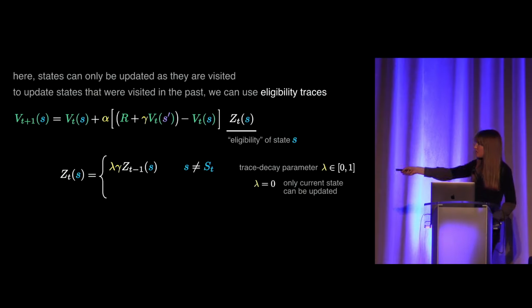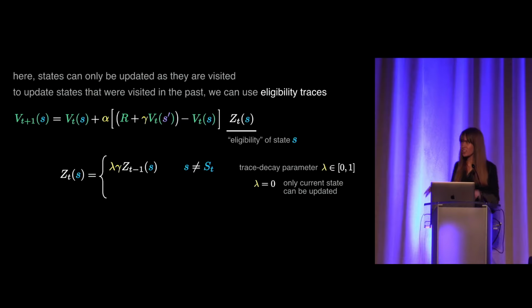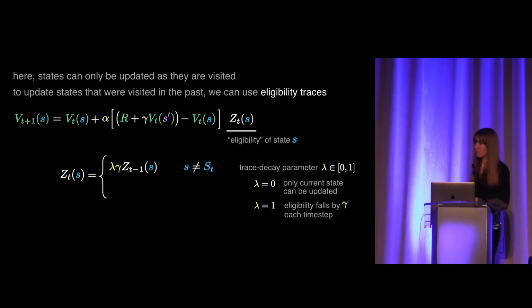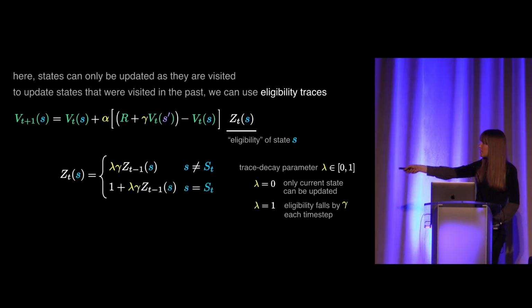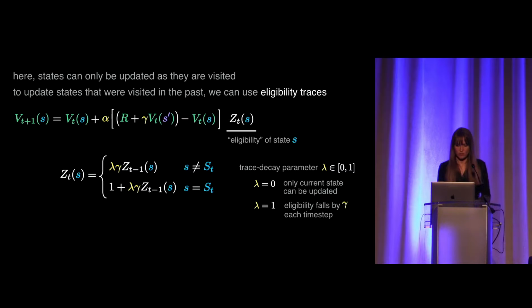If this trace decay parameter takes a value of 0, that means that only the current state can be updated. If we crank this trace decay parameter all the way to 1, that means the eligibility of a particular state falls by a factor gamma each time step. Whenever we're not visiting that state, the eligibility of that state decays. When we visit a state, we then update the eligibility of that state incrementally. So as we visit states, we update their eligibility, and as time goes on and we stop visiting that state, the eligibility of that state will decay.